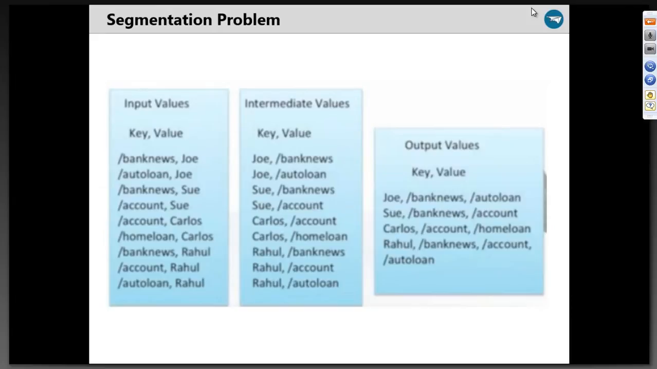Okay, so what do we do? We take the input values and then we sort them. So we know, okay, Joe's here and Sue's here and Carlos is here. And then we send them over to the reduce jobs to actually do the output, to say, okay, single line, we're aggregating it down. Joe wants bank news and auto loan, and Sue wants bank news and accounts.